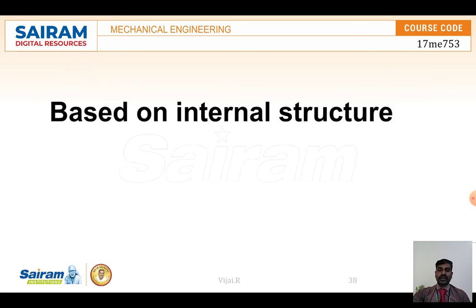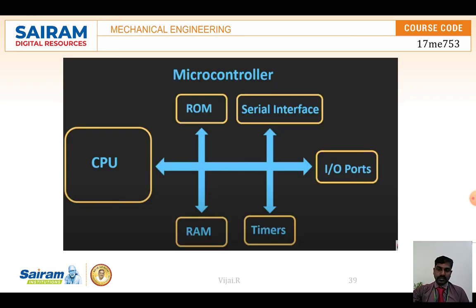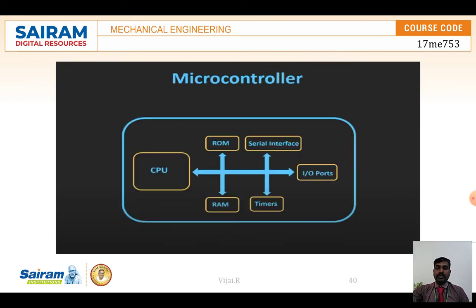The second difference is based on the internal structure. You can see how a microcontroller is made, and how a microprocessor is made. Here, this is the microcontroller, and the CPU, ROM, interface, and I/O ports are all in a single chip.